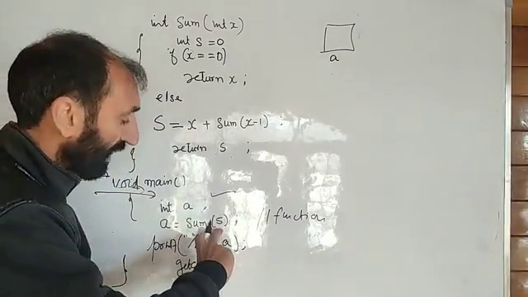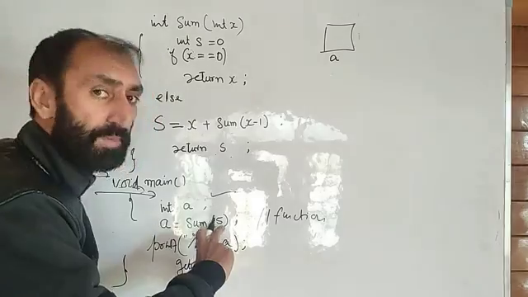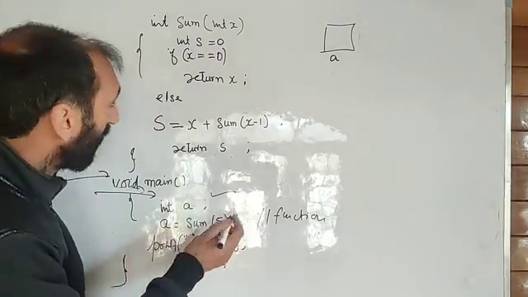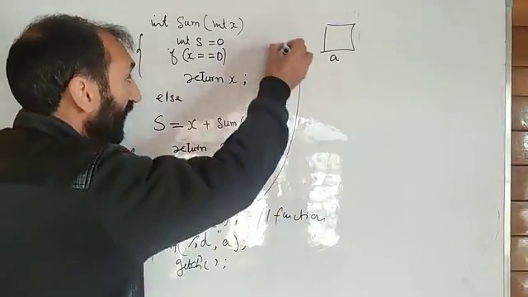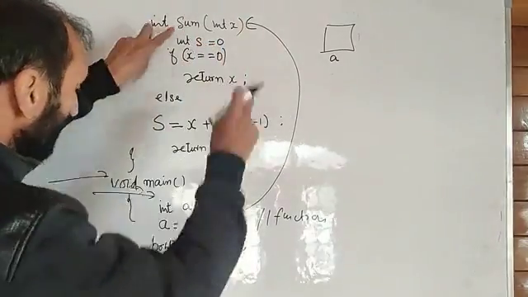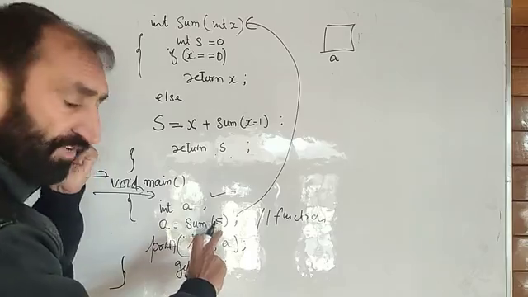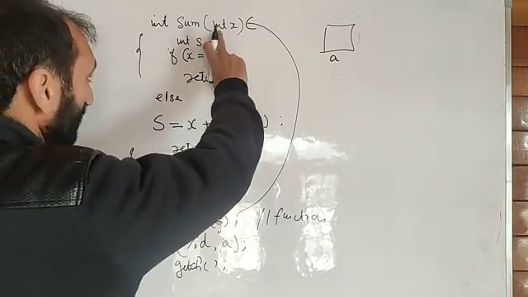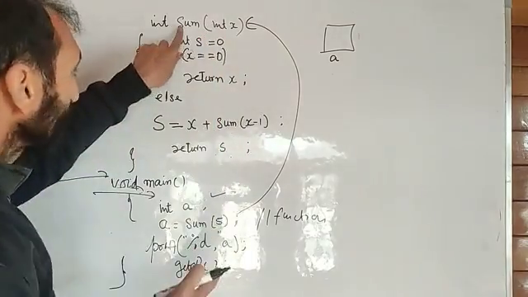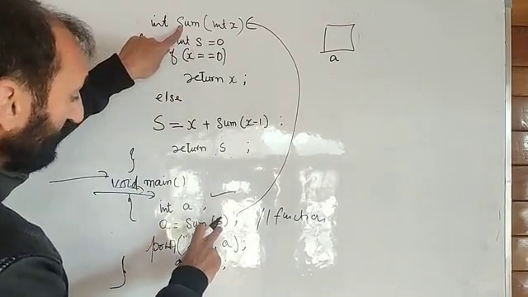By passing an argument. What is going to be passed here? The 5 is going to be passed to the called function. Main calls the function sum by passing 5.